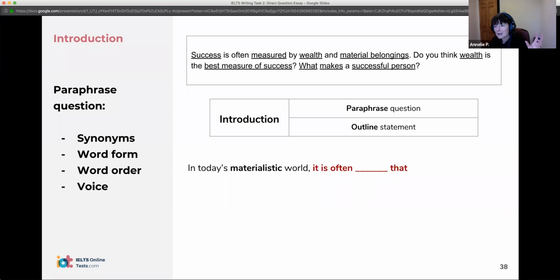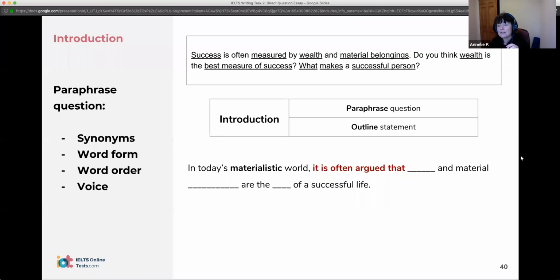Then we've got a way of introducing a general opinion. Yes, Mohammed, it is often said that, or it is often believed. Remember we're using a passive here, so it's often believed that. Could also say it is often argued that. So a good phrase for introducing a general opinion. So what could we put in the gap? Very good, money. And material, very good, possessions. So here we've got the synonyms for wealth and the synonyms for belongings.